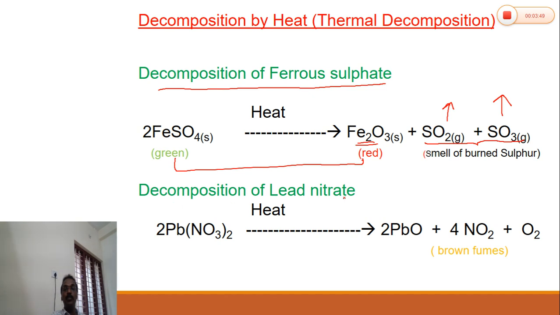Next one is the decomposition of lead nitrate. The lead nitrate formula is Pb(NO3)2. This is a white substance. On heating, we get brown fumes. This NO2 gas is brown. It is evolution of gas, that is, brown fumes. Here the change taking place is that the white color changes to reddish brown. This is lead oxide. Lead oxide and oxygen gas are formed. So these are two examples of decomposition by heat.